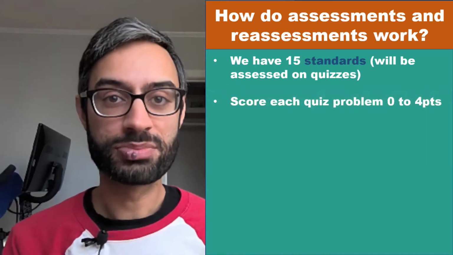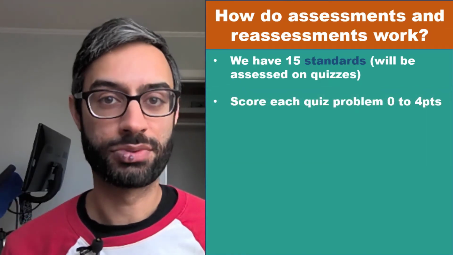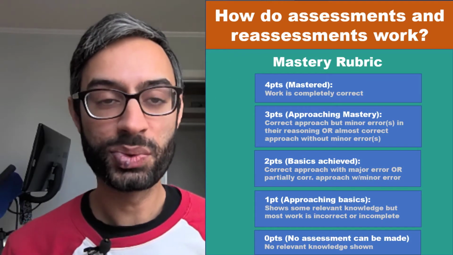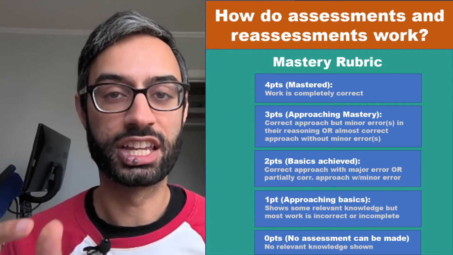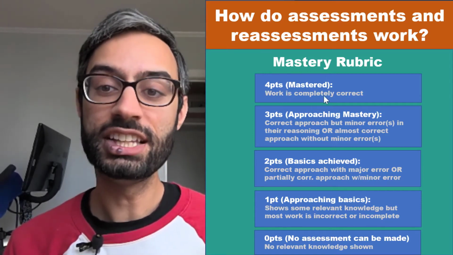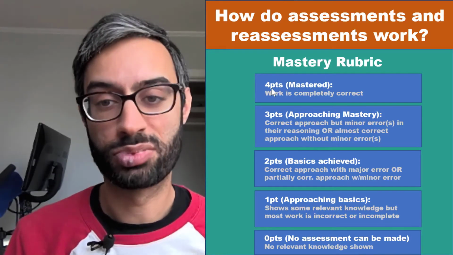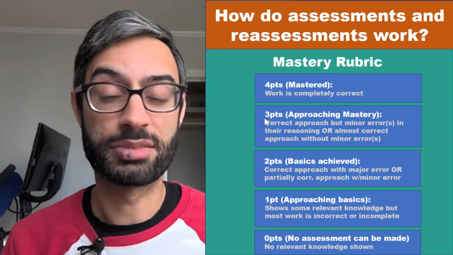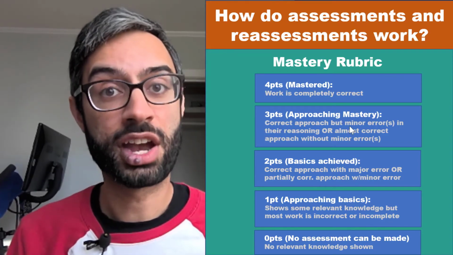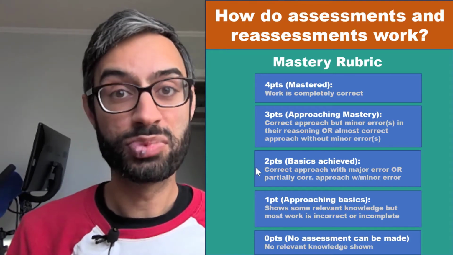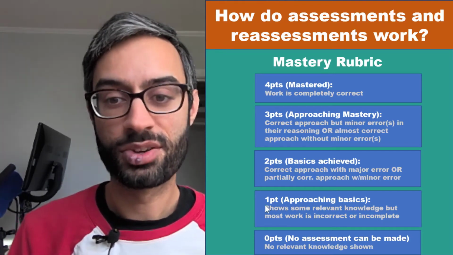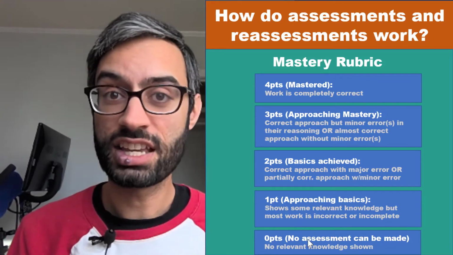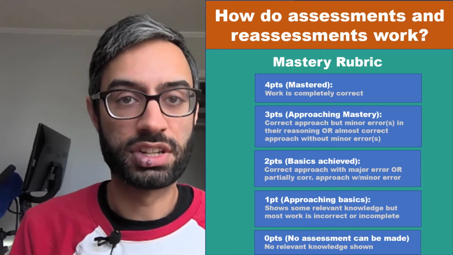And on any quiz problem, I'm going to score it out of 0 to 4 points using our mastery rubric. So the point values here aren't the most important thing. It's really the label that goes with it. So if your work is completely correct, that is considered mastered, and that would get 4 points. If you are approaching mastery, that would be 3 points. That would be something like having a correct approach, but you just made a minor error along the way. You get 2 points if you've achieved the basics of the problem, 1 point if you're approaching the basics, and no points if I can't make an assessment of your work because there's no relevant knowledge shown.